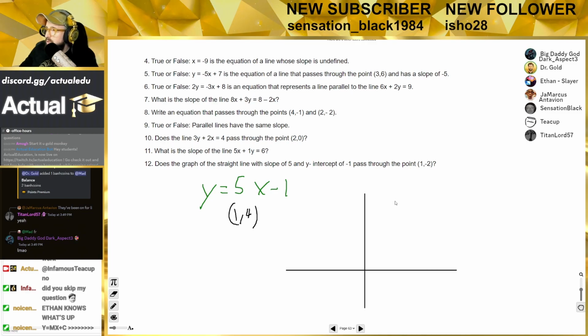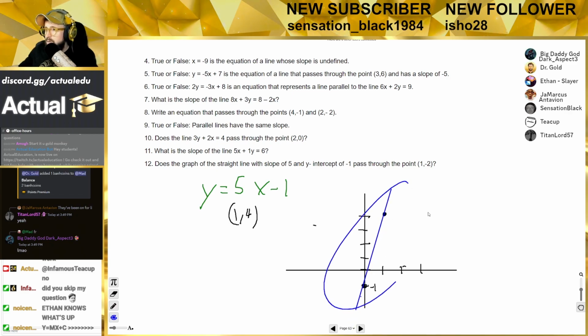The other way to look at this, Nick, is to think about graphing this line. It has a y-intercept at -1, and then a slope of 5. So that means it's going to go up 1, 2, 3, 4, 5, and over 1. So it's going to be right here. So this would end up being my line.